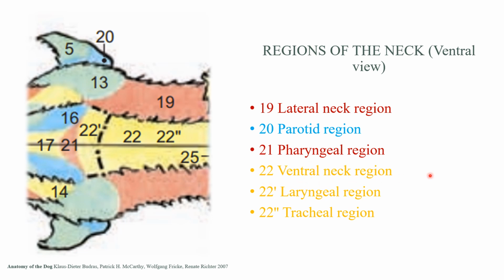Now ventral neck region. And it's divided in some parts. So we have the laryngeal region, where the larynx is, and the tracheal region right here. Now the trachea goes down, so basically everything from the base of the head to the chest area is tracheal region, and it goes into ventral neck region.